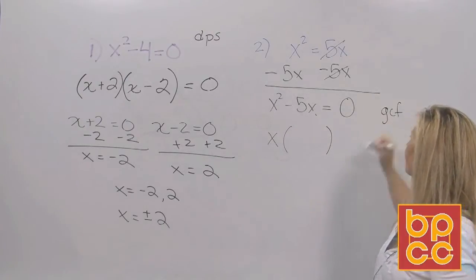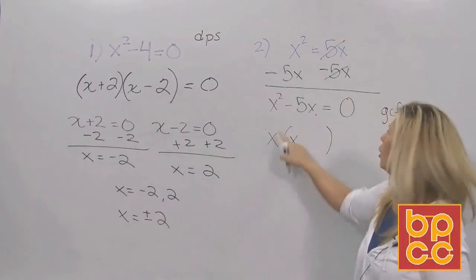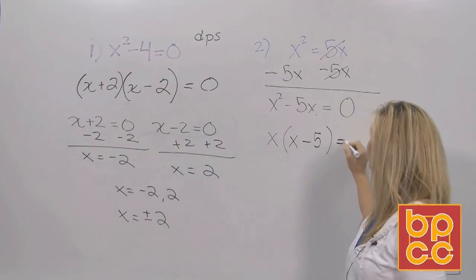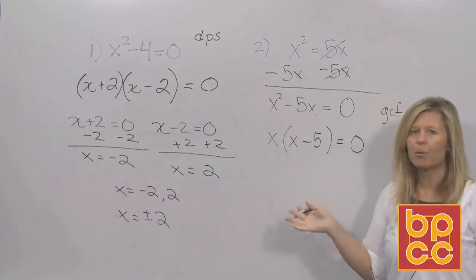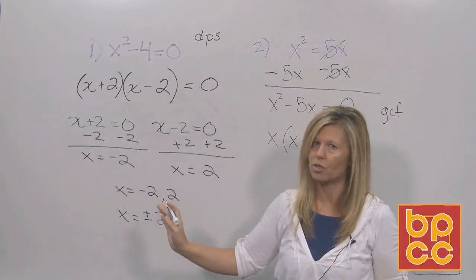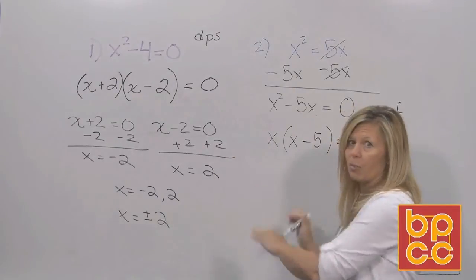That's your GCF rule. What is x squared divided by x? That's x. What is negative 5x divided by x? That's negative 5. If you're having problems, that means you're going to have to go back and review your factoring rules. Because if you cannot review those rules, you're not going to know what to do.